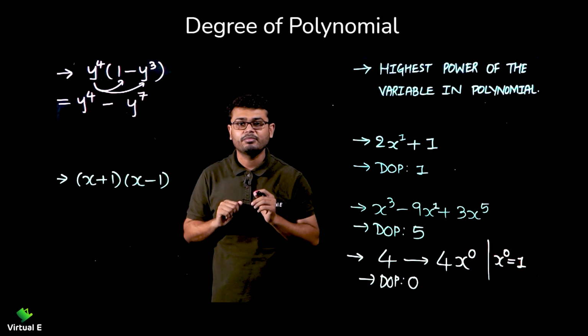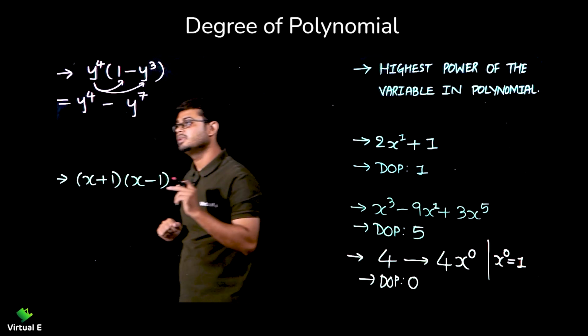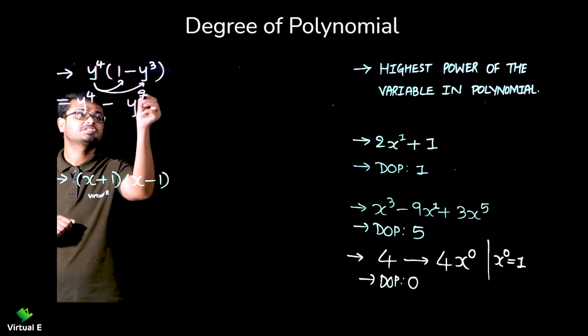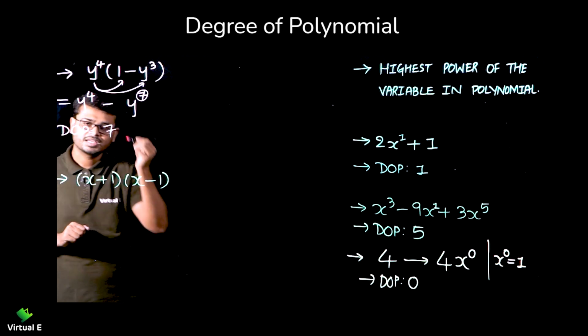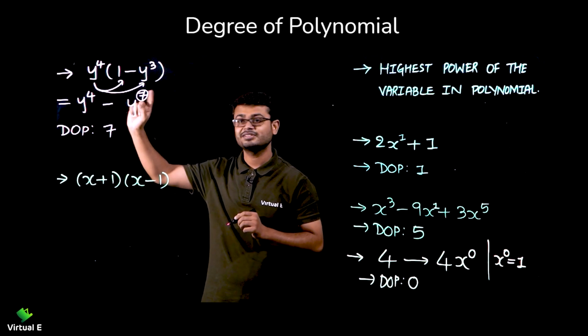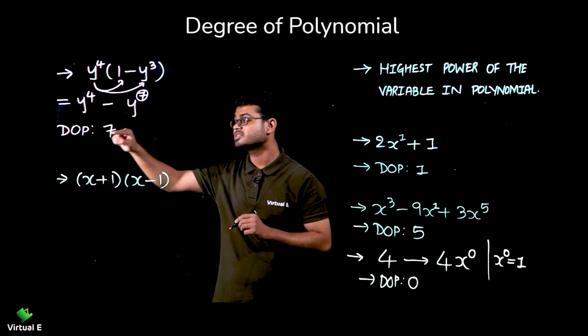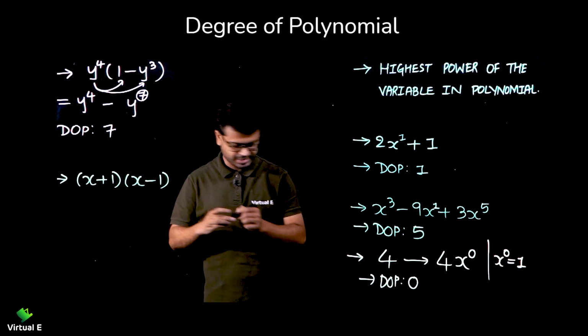But degree of polynomial is what? Highest power of the variable in the polynomial. So the highest power is what? 7. So DOP is 7. Very easy to do. Remember, don't write 4 as the answer because that's incorrect. DOP is what in this case? 7. Simplify first, then decide.